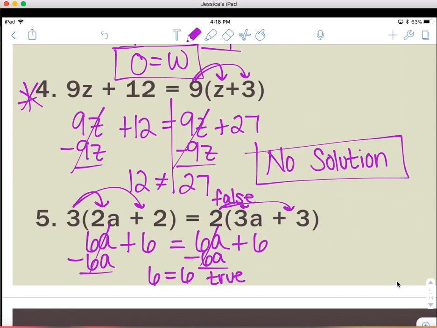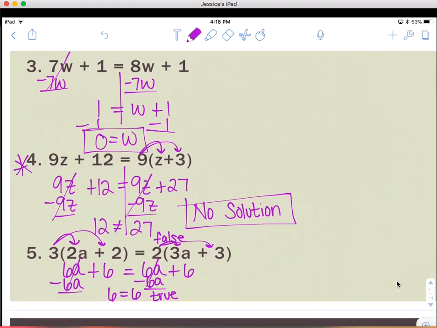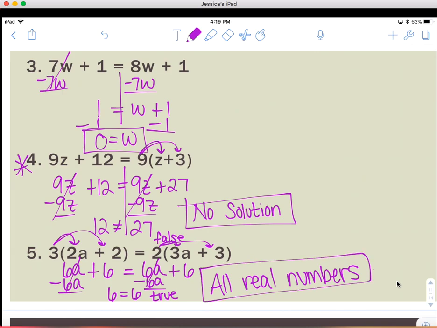So, if your variables cancel on both sides and what you're left with is true, we're going to call that all real numbers. You can plug in any number for a, and it will be true for this problem.